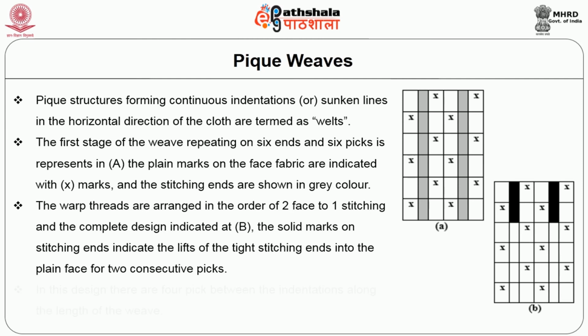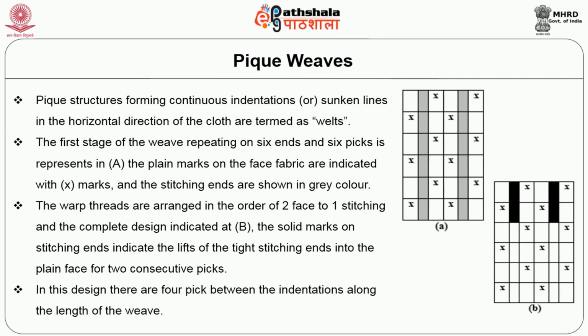The solid marks on stitching ends indicate the lifts of the tight stitching ends into the plain face for 2 consecutive picks. In this design, there are 4 picks between the indentations along the length of the weave. So as you can see, the gray marks are the tight stitching warp, whereas the other ends are the plain warp ends, and the stitching ends are lifted along the face warp ends for 2 picks in this piqué structure.